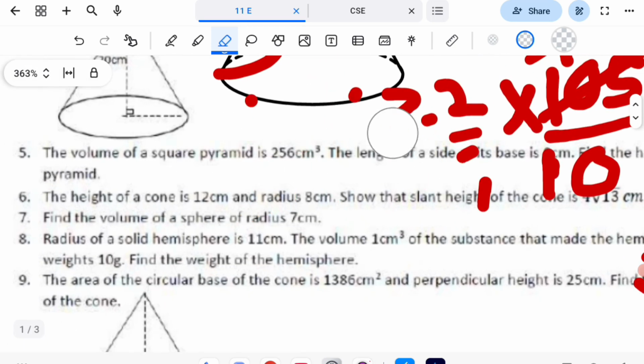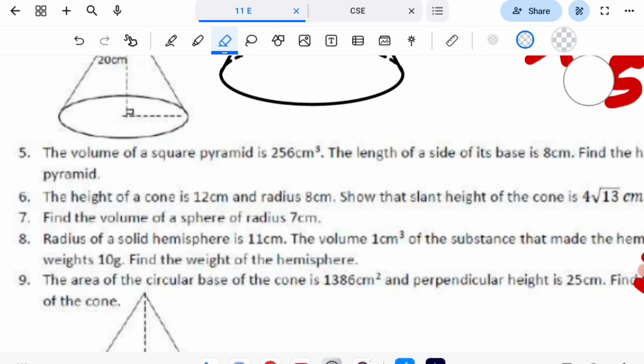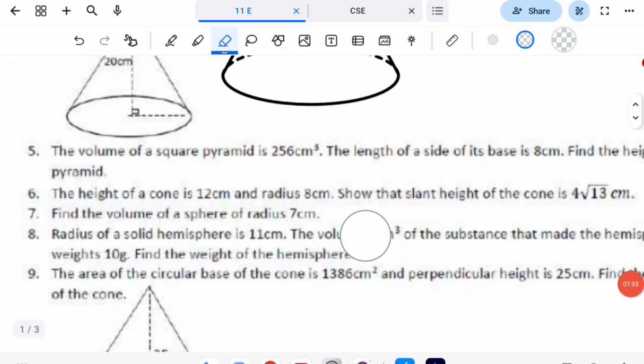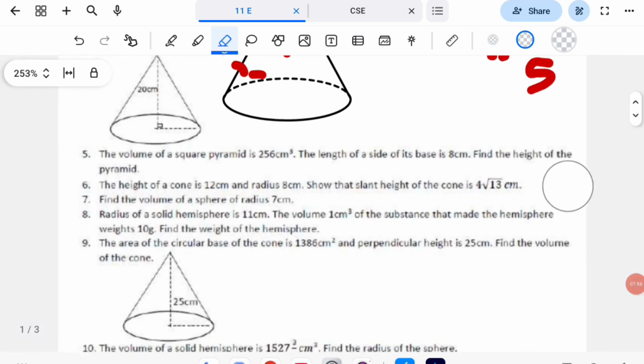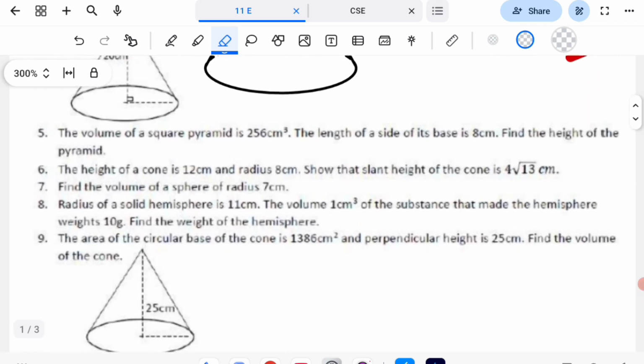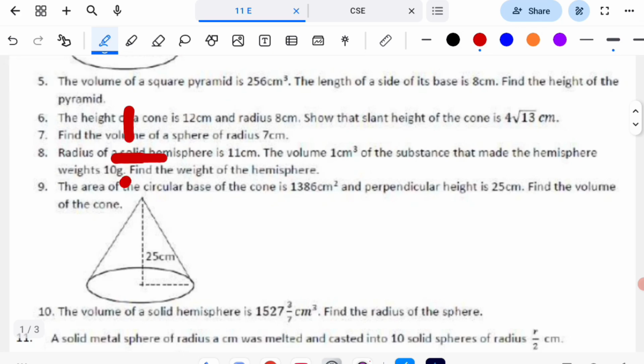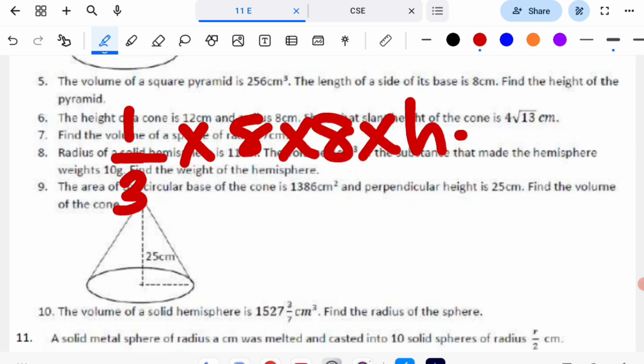Question number 5. The volume of a square pyramid is 256. The length of the side of its base is 8 centimeters. Find the height of the pyramid. We have to find the height. They have given the volume. We can write volume as 1 over 3 times base area. When getting the base area, the base length is 8 centimeters, so 8 into 8, times the perpendicular height h. It should be equal to 256.